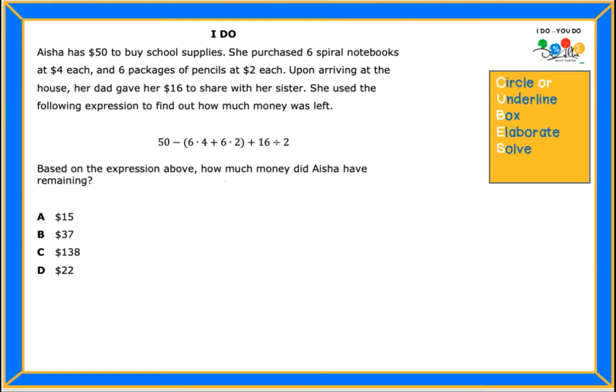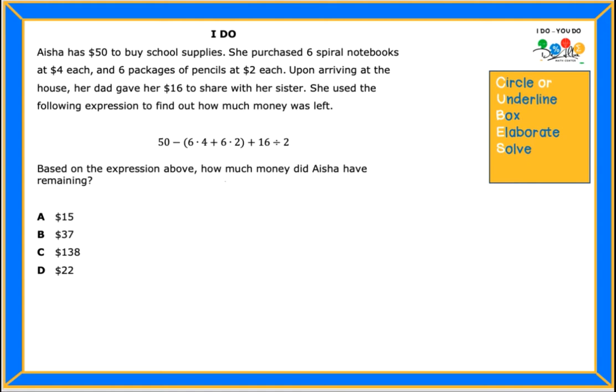Hello students, let's read this question. Aisha has $50 to buy school supplies. She purchased 6 spiral notebooks at $4 each and 6 packages of pencils at $2 each. Upon arriving at the house, her dad gave her $16 to share with her sister. She used the following expression to find out how much money was left.